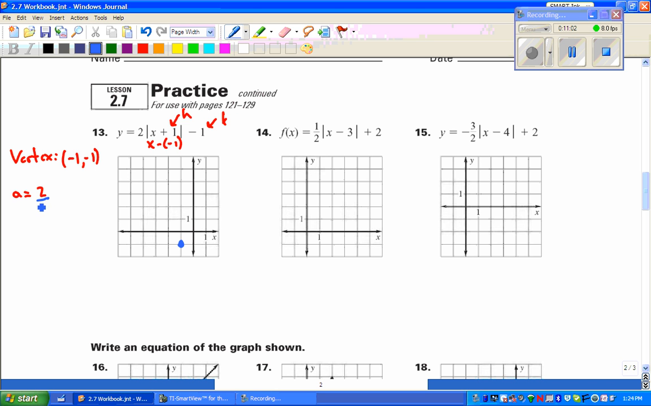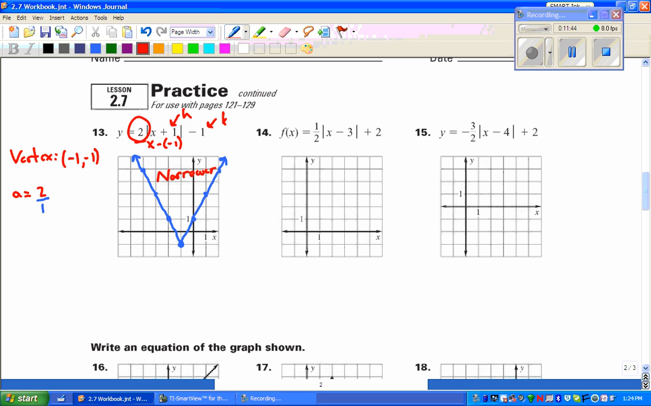Now, this is almost like saying 2 over 1. So what you can do is start at your vertex and go up 2 over 1, up 2 over 1, up 2 over 1. Same thing, you can go up 2 and to the left 1, up 2, left 1, up 2, left 1. And you have just graphed the absolute value. This one right here is going to be narrower than your parent function because this number right here is greater than 1. Okay? The absolute value of a is greater than 1.